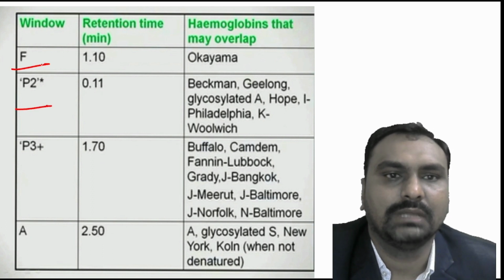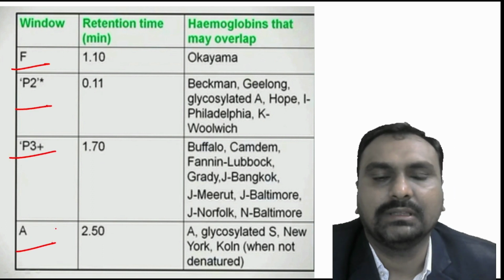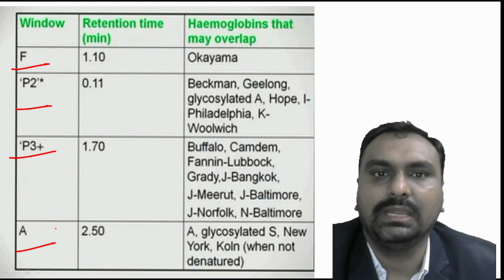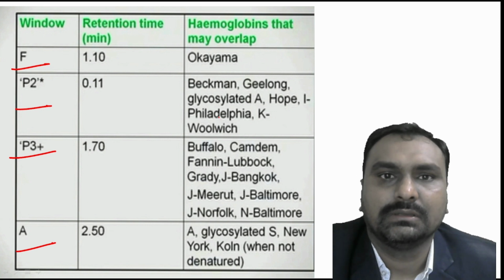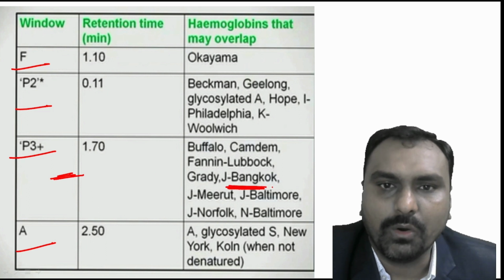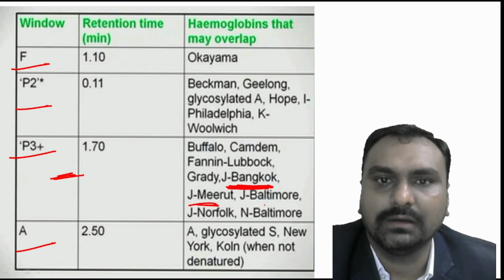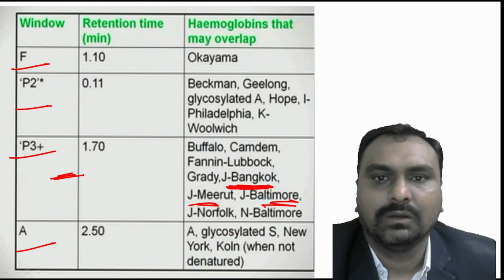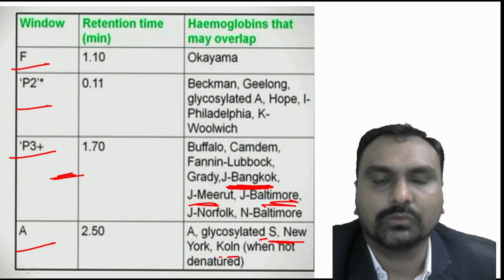There are many hemoglobinopathies. At every window, there can be many hemoglobinopathies. I have discussed only those related to India. Like you can see here, at the P3 region there can be Hb Bangkok, HbJ Meerut, Hb Baltimore, or Hb New York also.